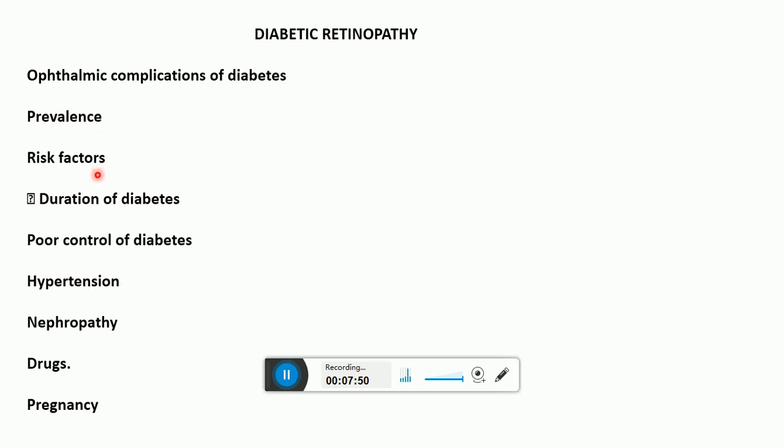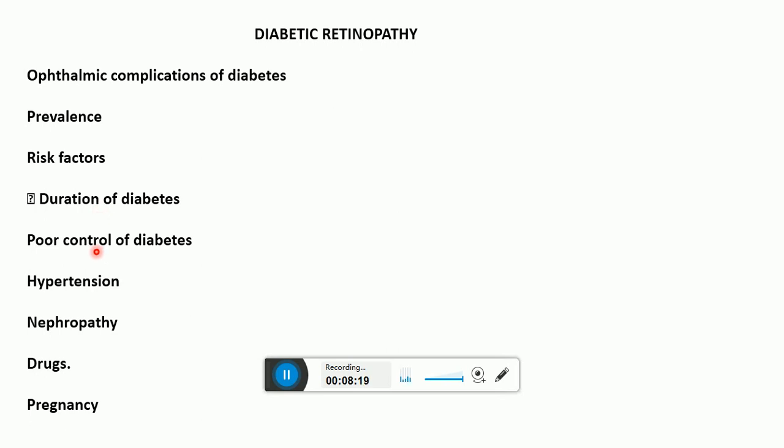The risk factors. Number 1 is the duration of diabetes. It is the most important predictor of diabetic retinopathy. Diabetic retinopathy rarely develops within 5 years of the onset of diabetes or before puberty. People with type 1 diabetes are at particular long-term risk. Duration is a stronger predictor for proliferative disease than for maculopathy.